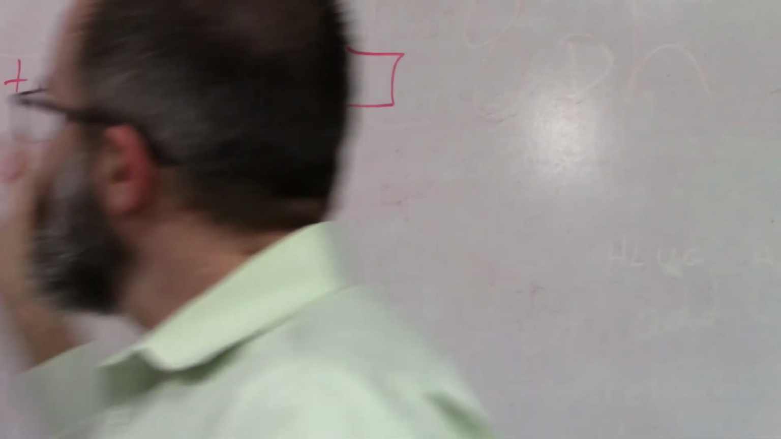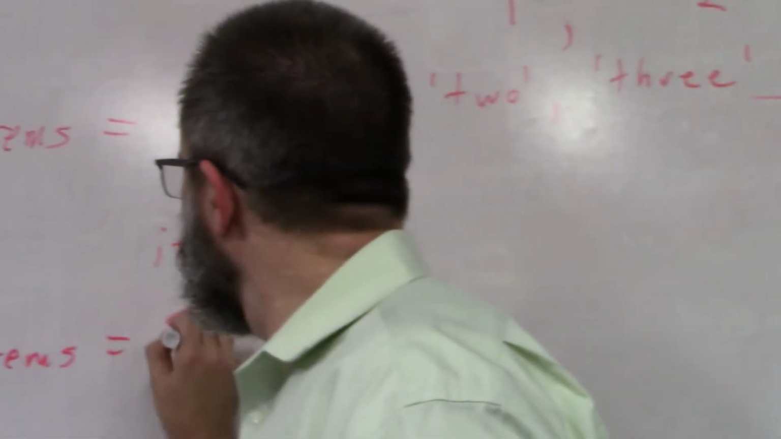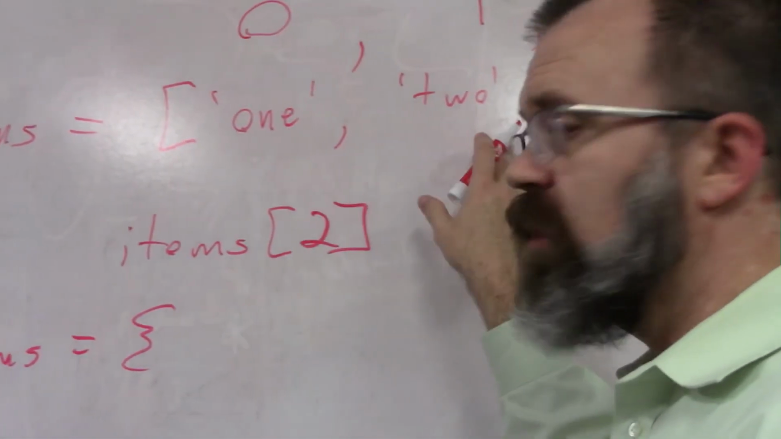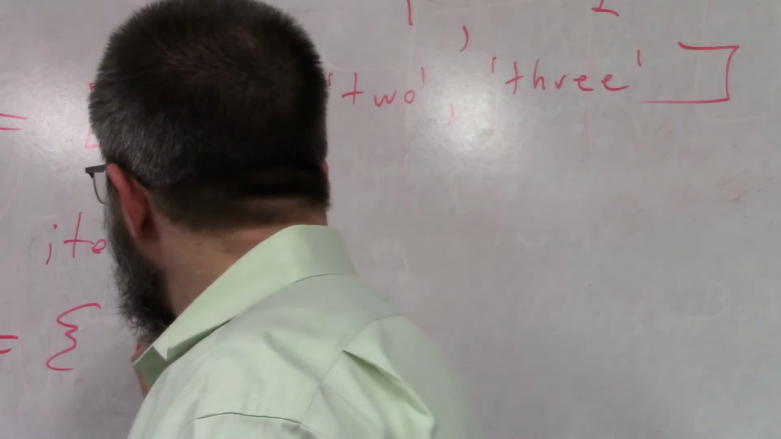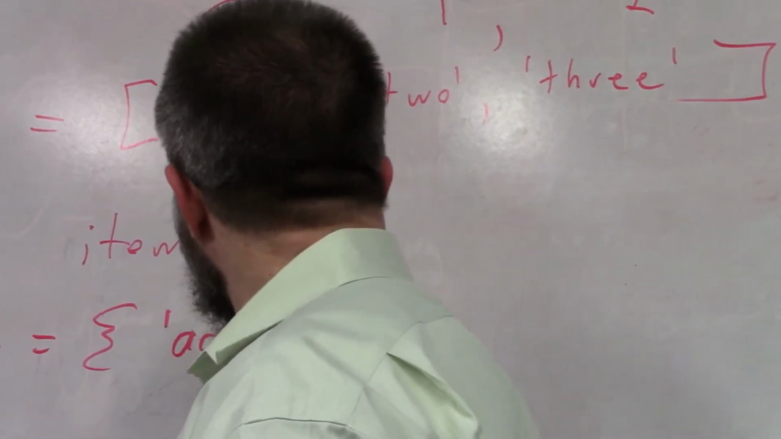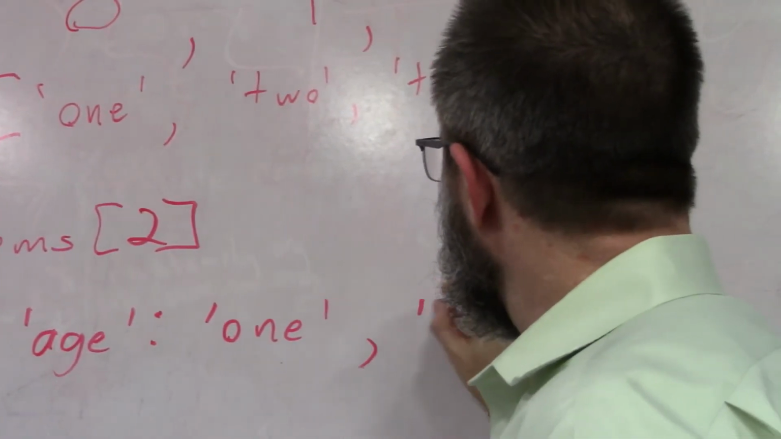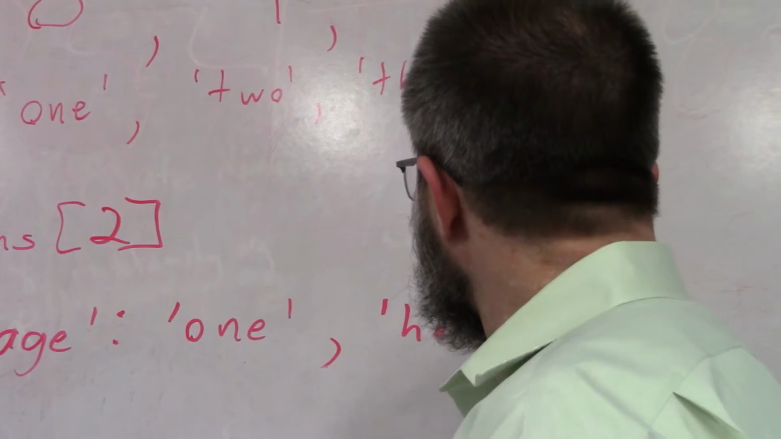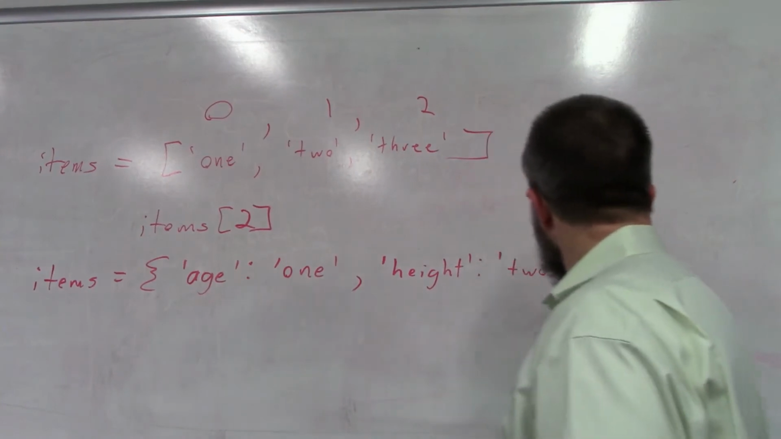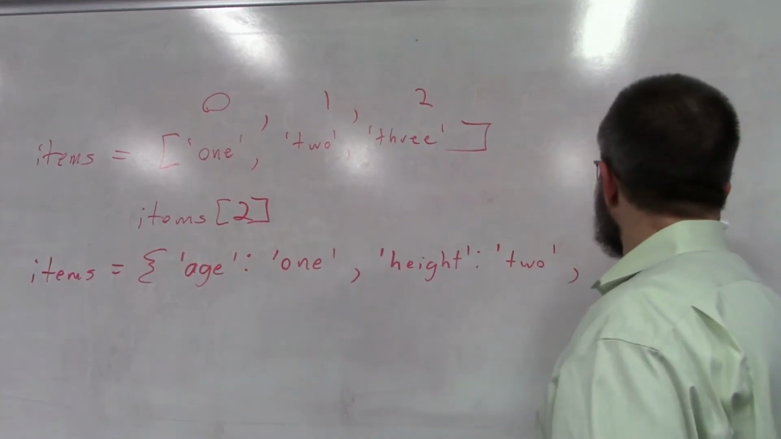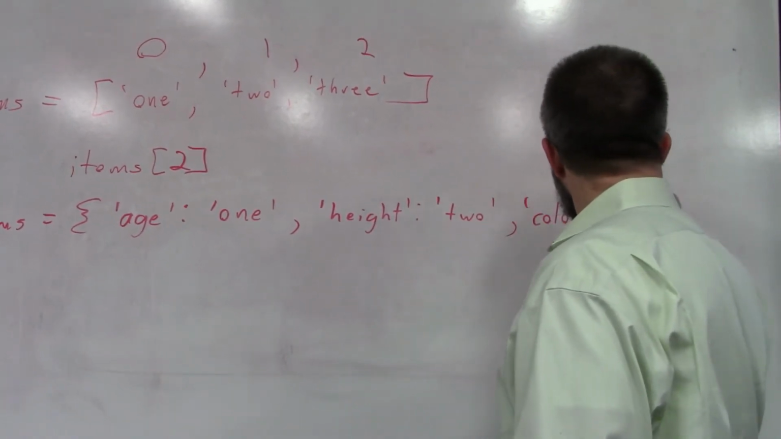Okay? Now, if items were a dictionary, then you would have to have a label for these items. Okay? So let's say that the age was 1. Okay? The height was 2. And the, I don't know, color was 3.